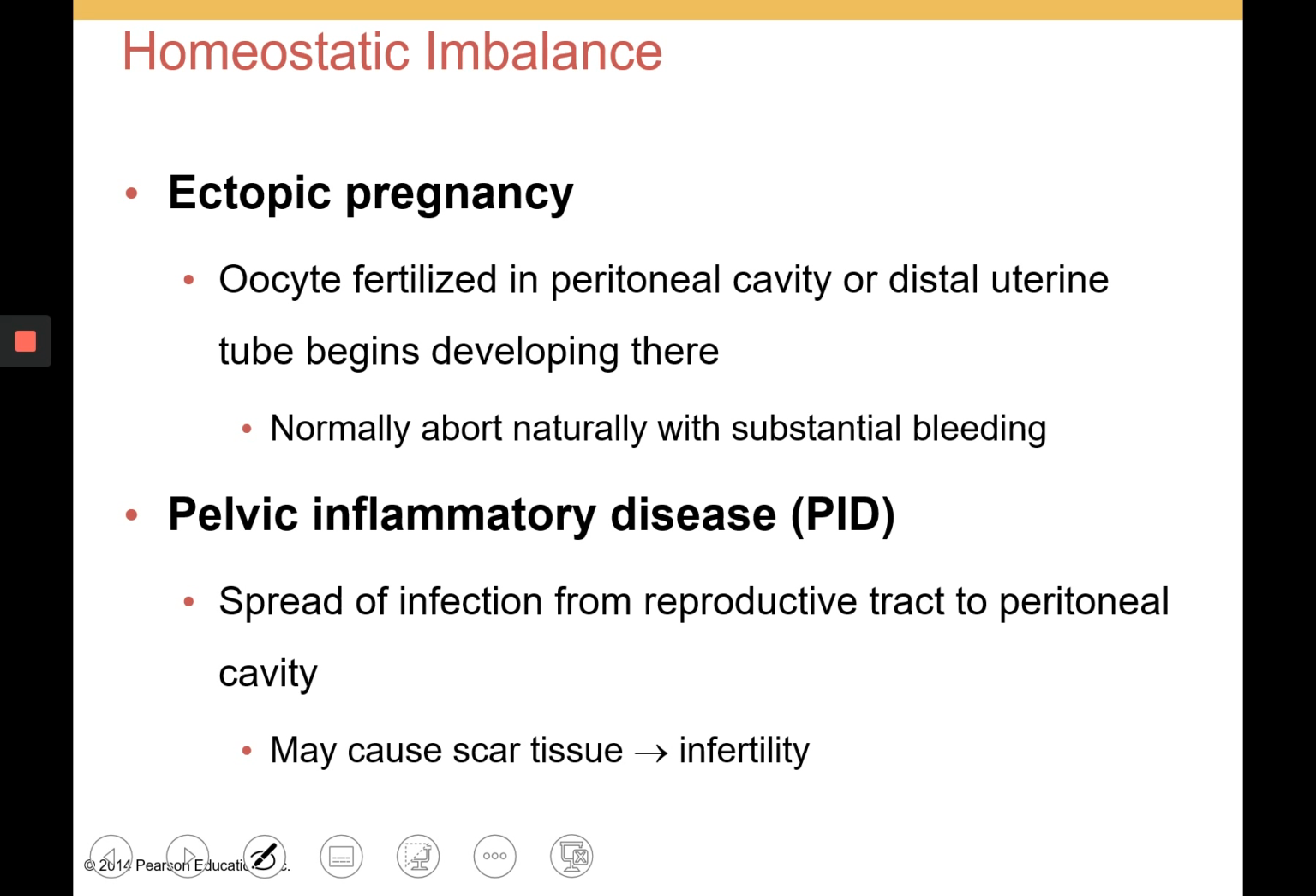A homeostatic imbalance we want to mention is an ectopic pregnancy, which is when the oocyte is fertilized in the peritoneal cavity or the very distal end of the uterine tube. And when that oocyte is fertilized there and begins developing there, it's called an ectopic pregnancy. But normally these types of pregnancies abort naturally and have substantial bleeding as a result. Pelvic inflammatory disease, or PID, is the spread of infection from the reproductive tract to the peritoneal cavity, which is possible through the uterine tubes. This can cause scar tissue, which leads to infertility.